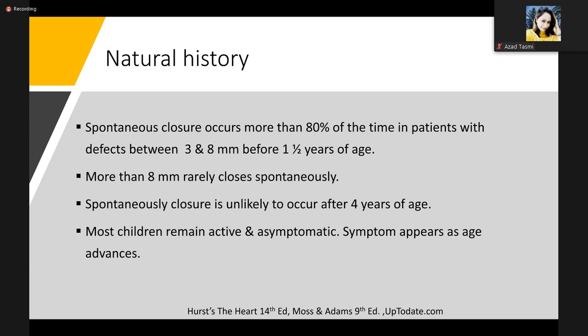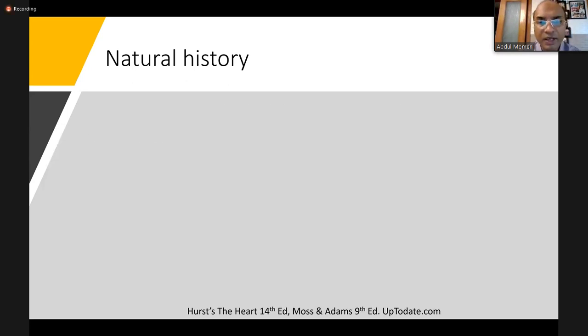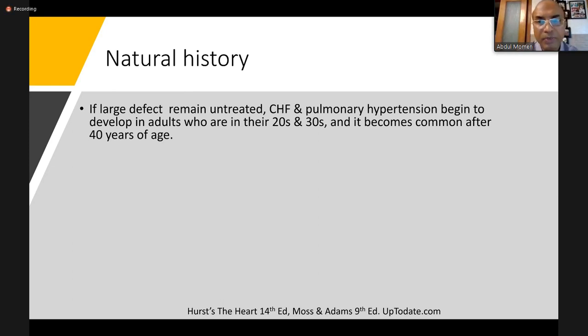ভলিউম একদম লোতে দেওয়া আছে, সরি। সো এই ন্যাচারাল হিস্ট্রিটা কিন্তু আপনাদের জানতে হবে। 8 মিলিমিটারের নিচে হলে এটা সাধারণত ক্লোজ হয় না। 4 বছরের পরে যদি কারো এসডি পারসিস্ট থাকে তাহলে সেটা সাধারণত ক্লোজ হবে। Rarely congestive heart failure can develop in infancy. এটা খুব রেয়ার। If large defect remain untreated, congestive heart failure, pulmonary hypertension begins to develop in adults who are in the age of 20 to 30. So 20 থেকে 30 বছরে এটা symptom, it becomes common after 40 years of age.